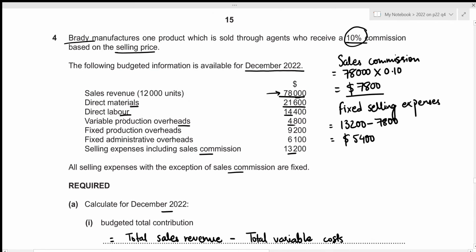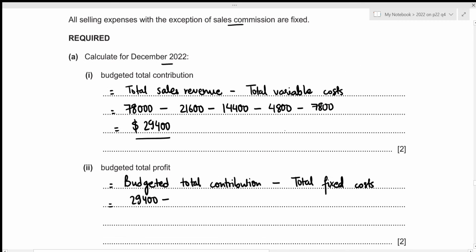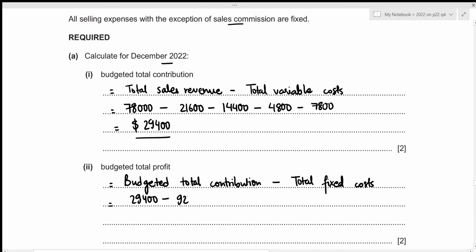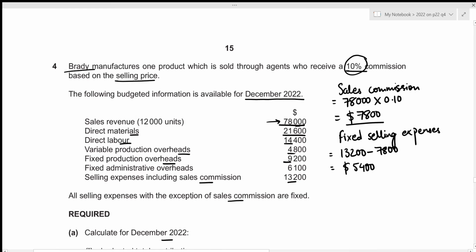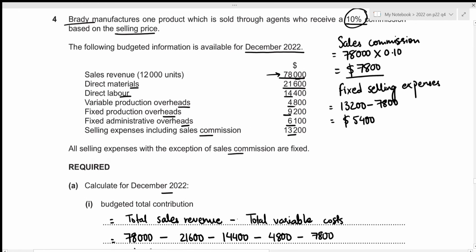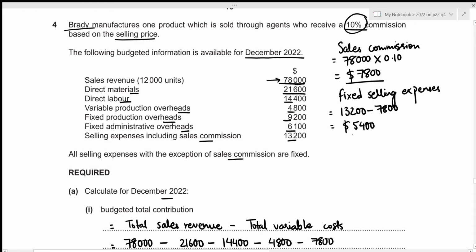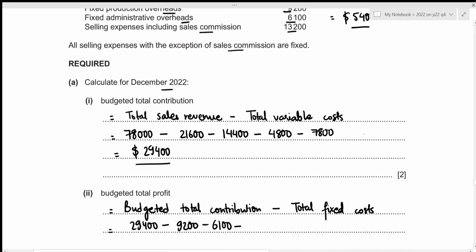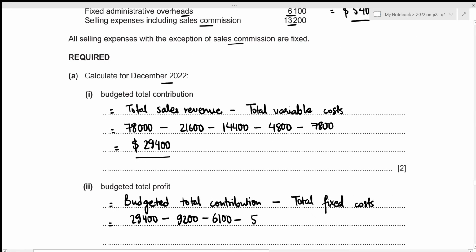The first one we have is fixed production overheads with the amount of 9,200. Let's subtract it. Then the second fixed overhead we have is fixed administrative overheads with the amount of 6,100. Let's write it down. And the final fixed cost we have is the fixed selling expenses, which we figured out to be 5,400. So we need to subtract that as well, which results in our budgeted total profit to have the value of 8,700.